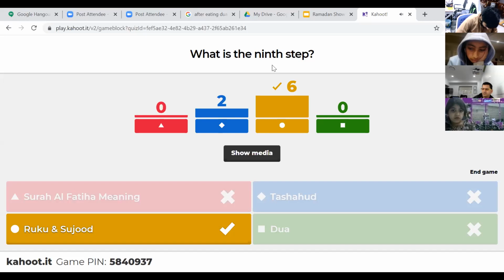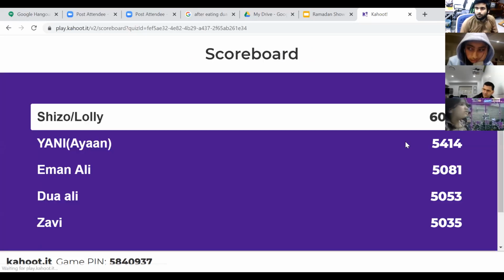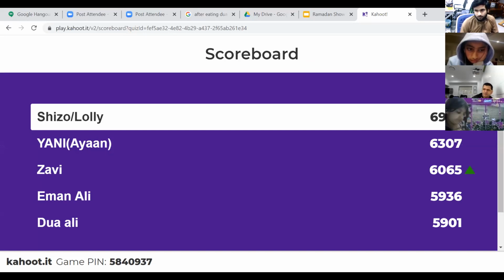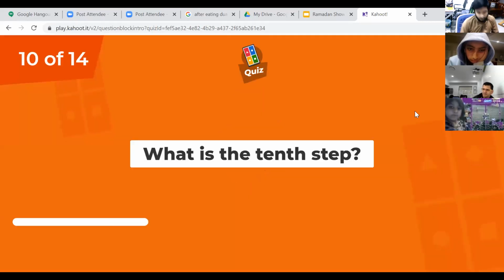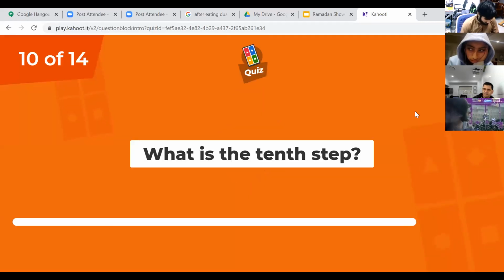Okay, so yes, it is Ruku and Sujud. Yes. Okay, let's check the leaderboard now. Shazin and Ayan still remain first and second respectively. Zavi moves up to third. Iman and Dua still remain fourth and fifth, respectively. So 10th question, what is the 10th step? And this is probably the final step.